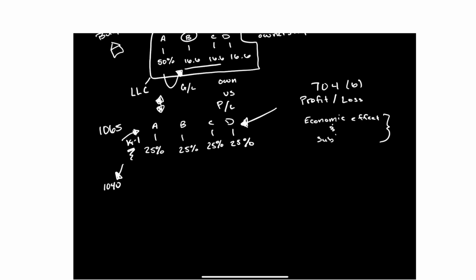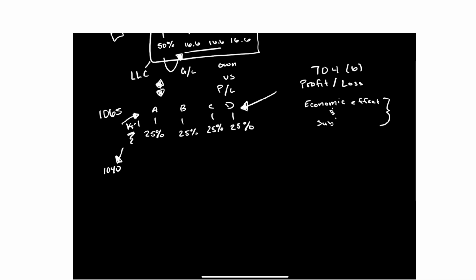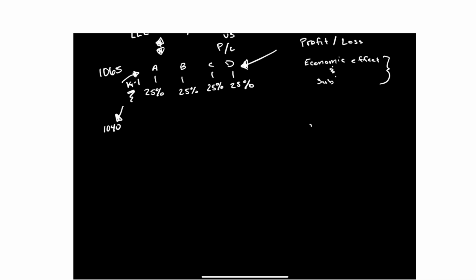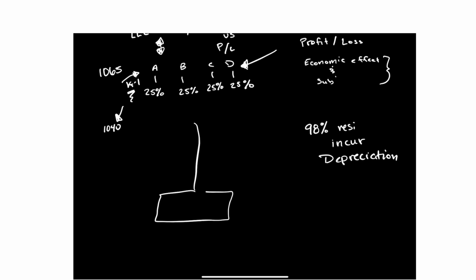So then the question becomes, how is each individual taxed? Now we know that real estate, because again, we talked about on the phone, roughly 98% of all residential real estate is going to incur a loss. And that's specifically because of depreciation. Now, how does it flow on to your guys' actual returns?